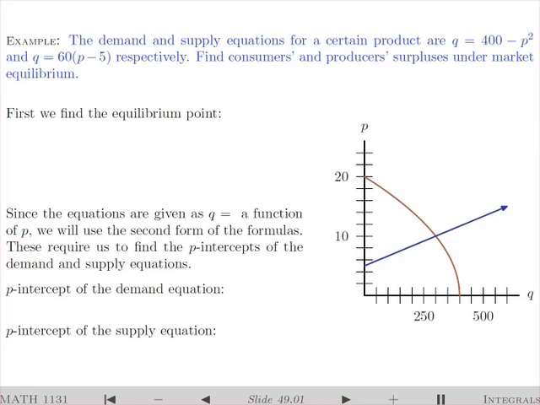Let's find the equilibrium point algebraically. We're solving this system. We set the two expressions for Q equal to each other. I multiplied out the supply equation, 60P minus 60 times 5. That's how I got this.